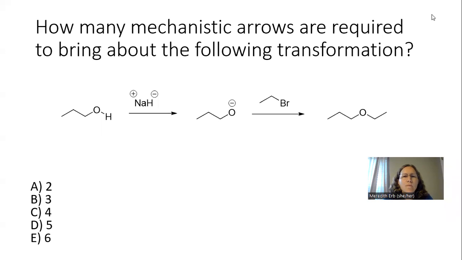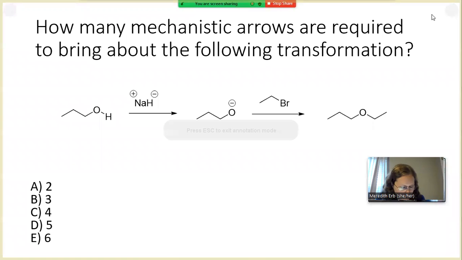This question asks how many mechanistic arrows are required to bring about the following transformation. To answer this question, we have to think about what processes are happening, what arrow pushing patterns are going to occur. We also have to take really close stock of what our starting material is, what our intermediate is, what our product is, because we have to think about what's happening in this reaction. So let's go ahead and do that.